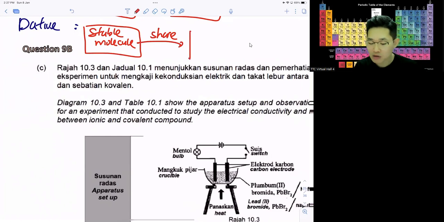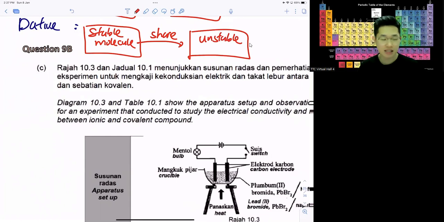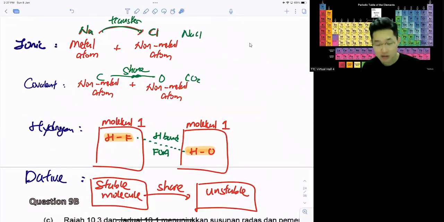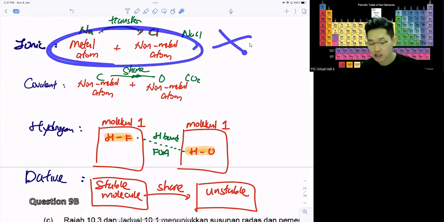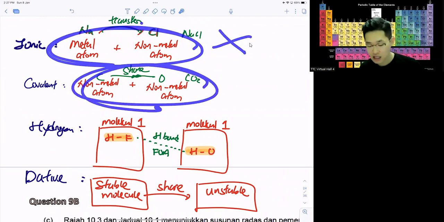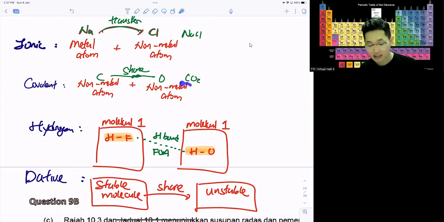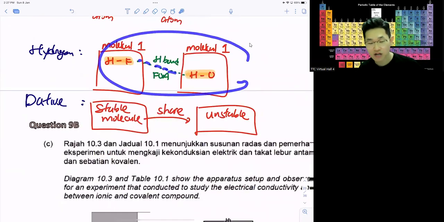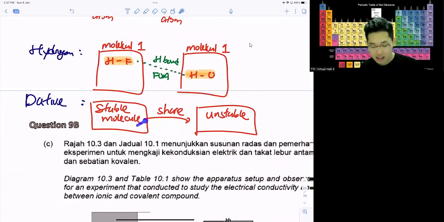So when a stable molecule shares electron with an unstable substance, it can be an atom, it can be ion, it can be molecule, whatever. As long as stable, unstable, dative. None of the above is this pattern. You see this one? Not stable, transfer. Not stable, share. And they are atom. This one is molecule already stable, then they have extra connection. This one is stable, not stable, okay, I help you. Dative.